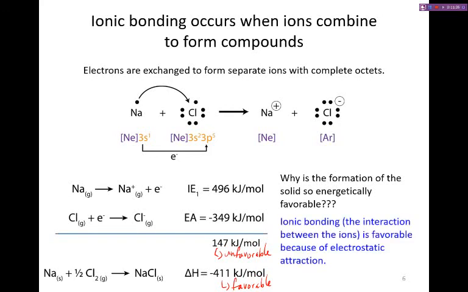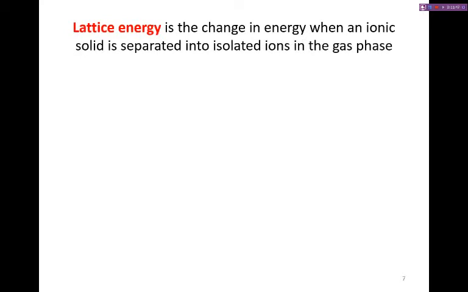Well, the ionic bonding, the interaction between the ions, is favorable because there's a strong electrostatic interaction. We've seen this before when we've talked about Coulomb's law. This gets us to the idea of what we call lattice energy. This is the change in energy required when an ionic solid is separated into its ions in the gas phase. Take solid sodium chloride, you break it up into ions, and you convert it into a gas. This requires a massive amount of energy. We call this the lattice energy.